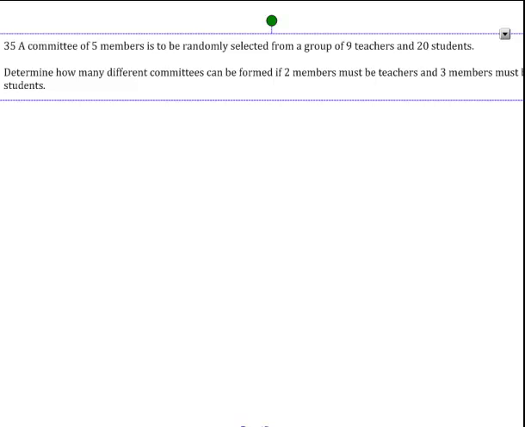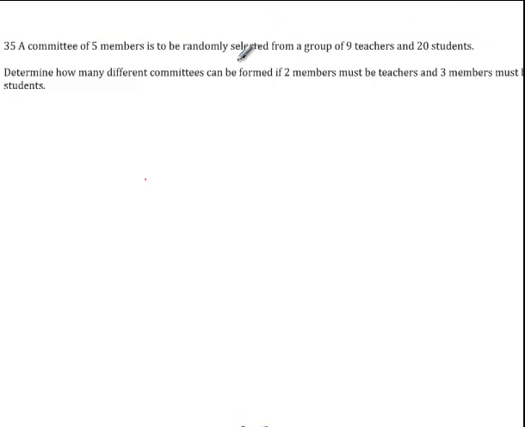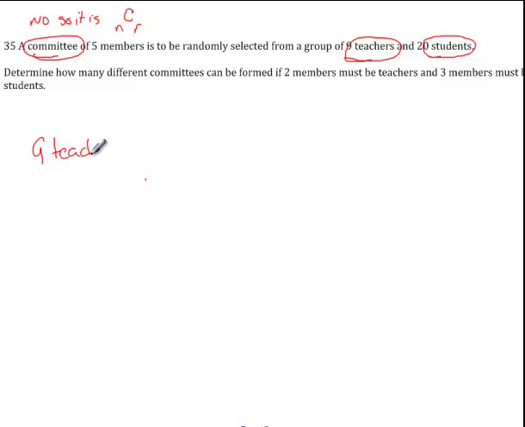The committee has 5 members to be selected randomly. Okay, this committee, does order matter? No. So it is a combination. We've got 9 teachers and 20 students. So I'm going to pull that information out here. 9 teachers, 20 students.